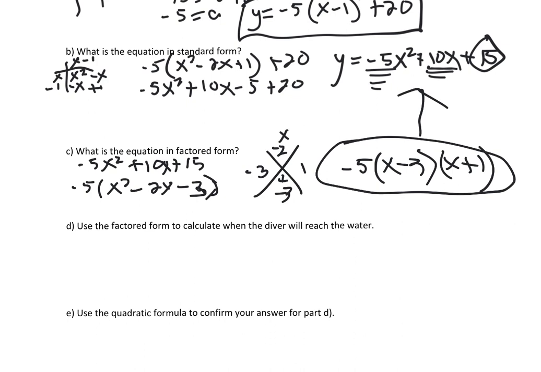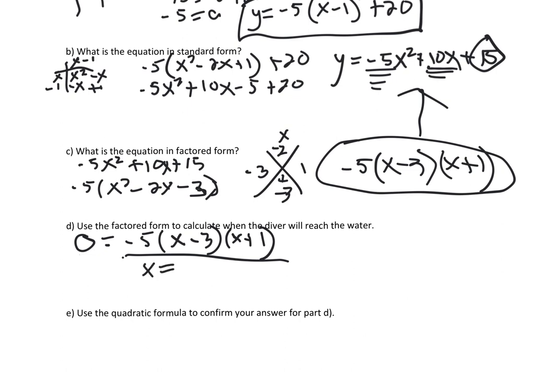Okay, so use the factored form to calculate when the diver will reach the water. So because we know that y is equal to -5 times (x - 3) times (x + 1), what this is asking is what value of x will give us a y value of 0. So we will replace the y value with 0 and then use the equation to figure out what values of x will make that equation true. And so because we have it in factored form, we can immediately see that the two values of x that will make this expression equal to 0 are x = 3 and x = -1.